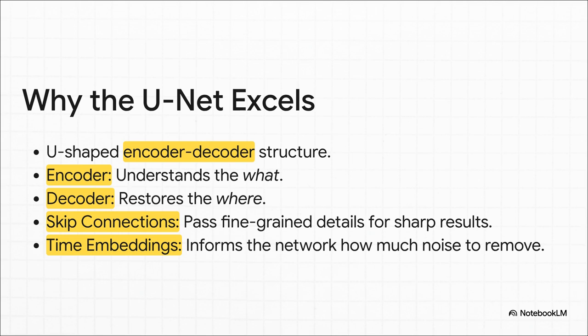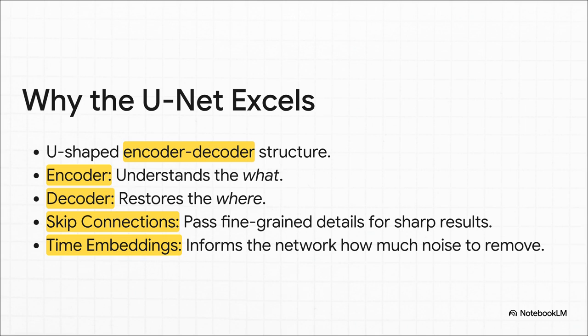You see that U shape? One side, the encoder, shrinks the image down to understand the big picture. The what. Is it a face, a car? Then the other side, the decoder, builds it back up, restoring the where. But the real secret sauce? These skip connections that jump across the U. They pass all those little fine-grained details from the early stages to the later stages, and that's what makes sure the final image is sharp, not just a blurry mess. And finally, time embeddings basically tell the network exactly how much noise to look for and remove at any given step. This whole setup is why it works so well.